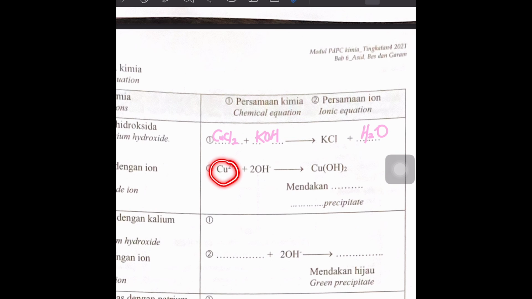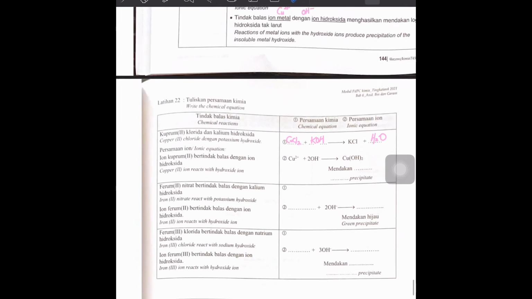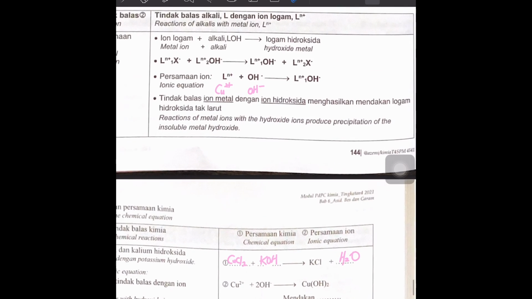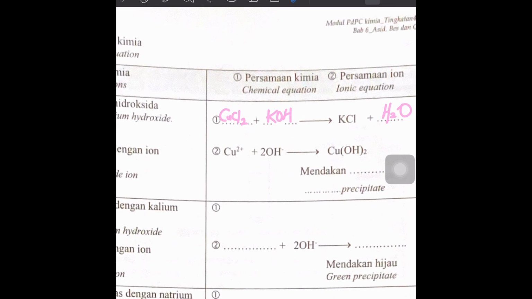Cu2 plus is the cation from the metal. Okay, Cu2 plus is the cation from the salt. And then OH minus is the anion from the alkali. So what happened? You just take the two of them, you combine it. Okay, that metal hydroxide form itu adalah tidak larut.